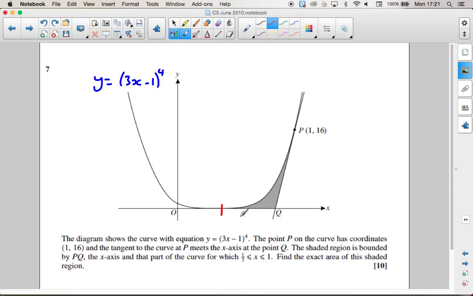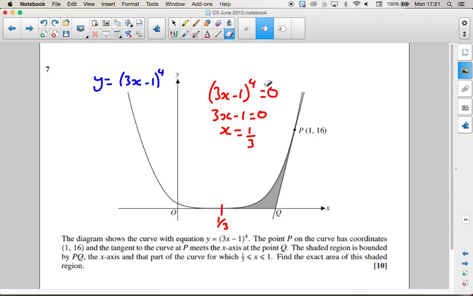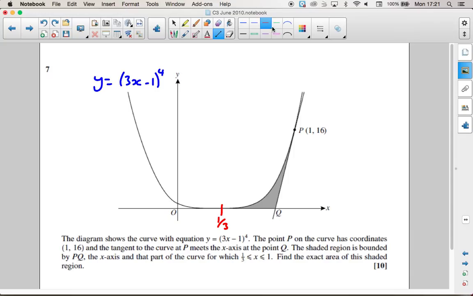What we can find quite quickly is this point here, which is when (3x − 1) to the power 4 equals 0, which is when 3x − 1 equals 0, so when x is a third. So that point there is a third. And we also know that if I drop this line down here vertically, that coordinate there must be 1 because of the 1 from P.